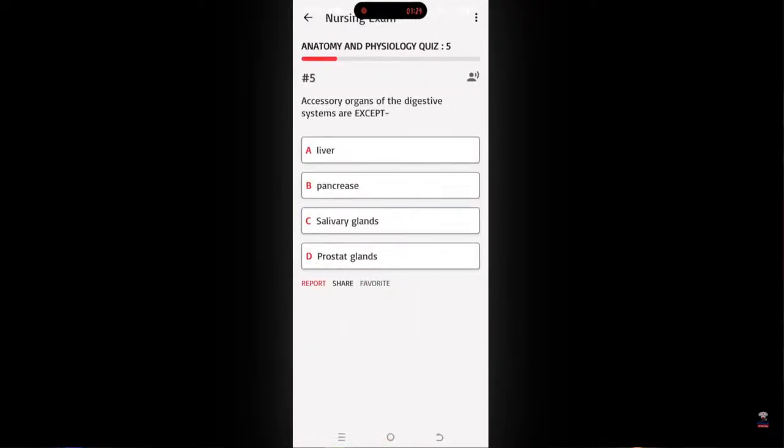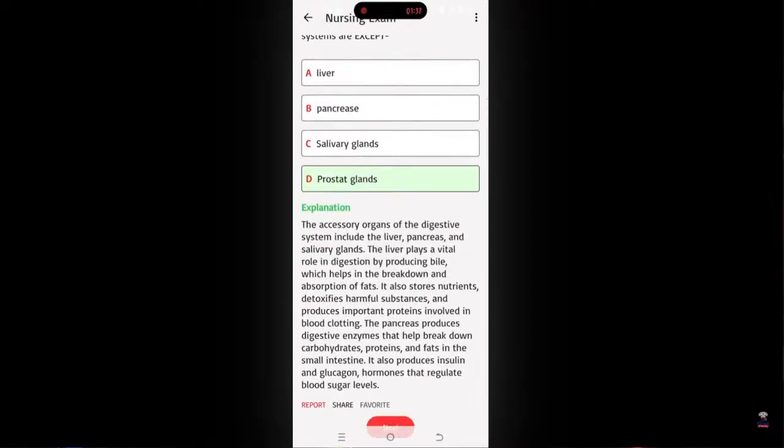Accessory organs of the digestive systems are except A. Liver, B. Pancreas, C. Salivary glands, D. Prostate glands. Correct answer. The accessory organs of the digestive system include the liver, pancreas, and salivary glands.